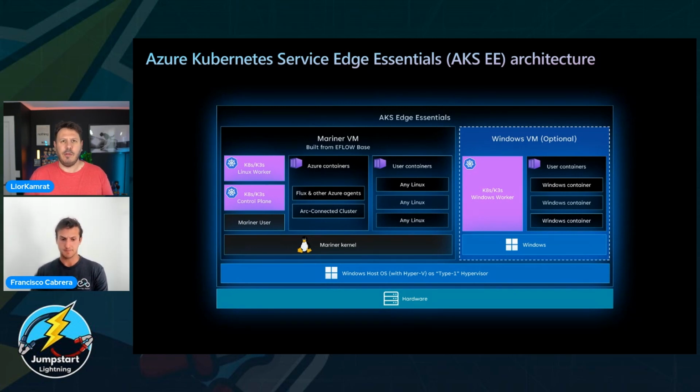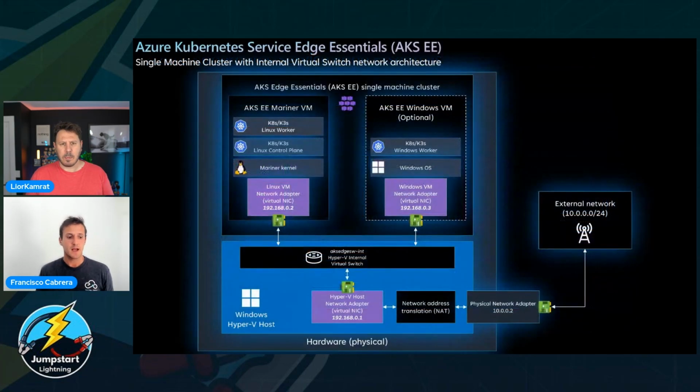All right, let's do this. So yeah, let's maybe start with what we call a single machine cluster, which is, let's call it, our simplest way of deploying Kubernetes, AKS Edge Essentials. And as you can see here, this diagram is showing a single machine cluster that is using an internal virtual switch network architecture. So, the diagram is quite similar to what we were seeing in the past.